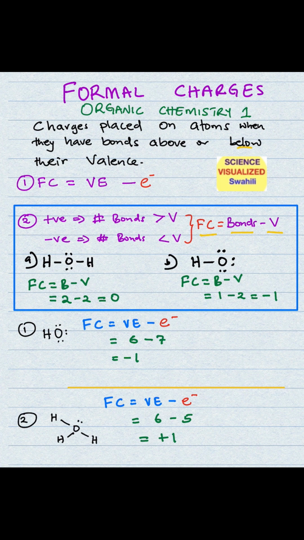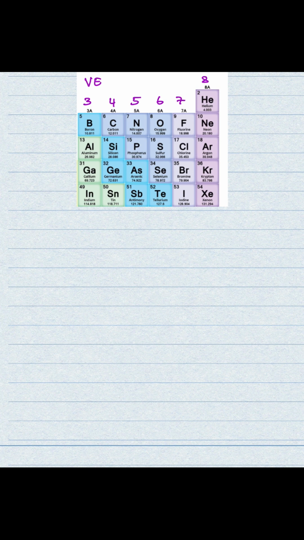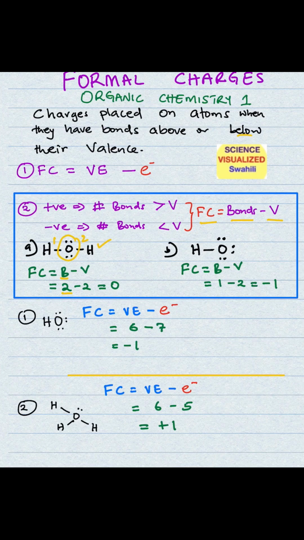Let's apply this. The first example is water, H2O. If we look at the oxygen, it has two bonds, so the number of bonds is 2. If we go to the periodic table, you'll see that oxygen is in group 6A, meaning that it has 6 electrons in the outer energy level, but it only lacks 2 electrons to make 8, so it makes 2 bonds, so it has a valence of 2. So 2 minus 2 gives you 0, and therefore the oxygen in water has no formal charge.